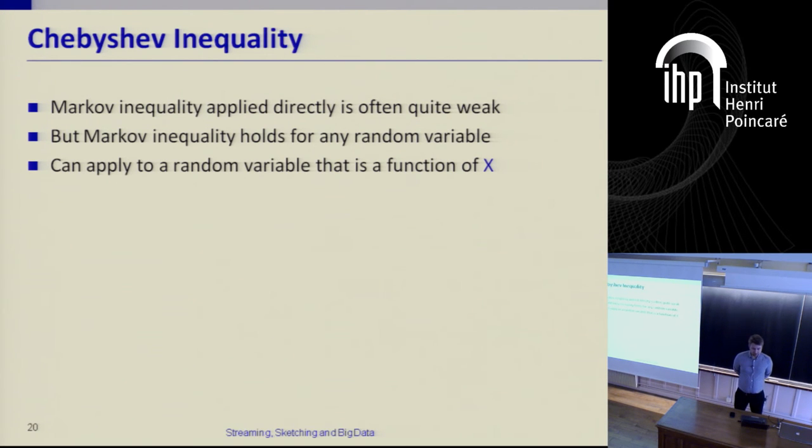So how do we get a better inequality? Well, we take the same inequality, but we apply it to a function of the random variable. So instead of just working directly with our target random variable x, we'll take some function of x. That itself is a random variable, so we can apply the Markov inequality to that function of the random variable, provided, of course, that we're dealing with something that still remains non-negative.